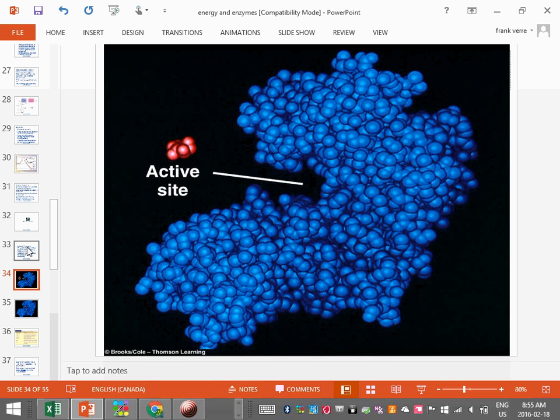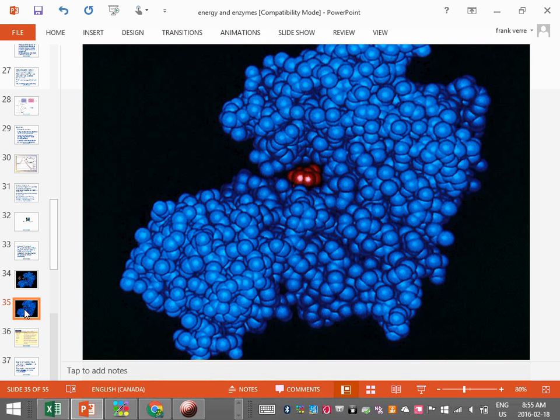So here's a picture of a protein. This is the molecule that the enzyme works on. It's called the substrate. The substrate fits in the active site, and when it fits in, it induces a change in the shape of the enzyme. That's what's called the induced fit model. Kind of like a glove going on a hand.